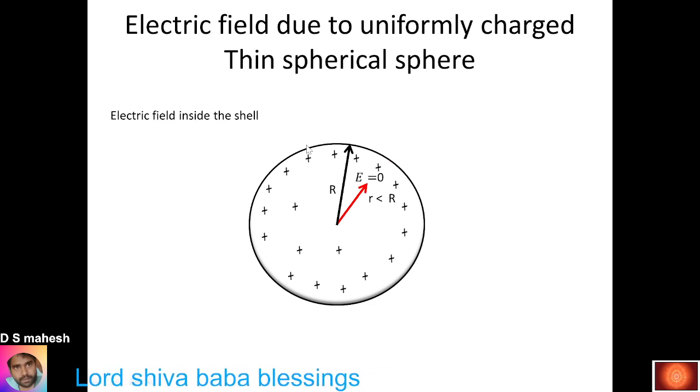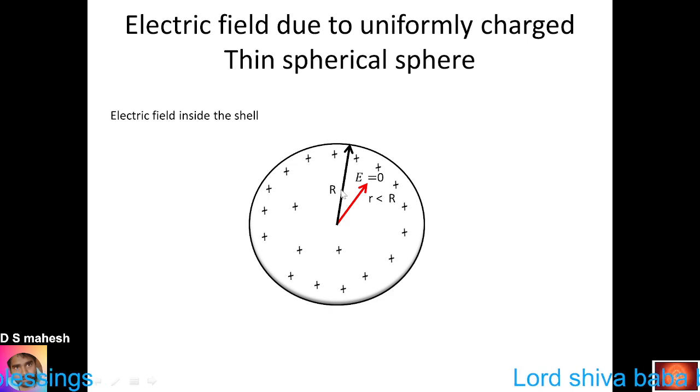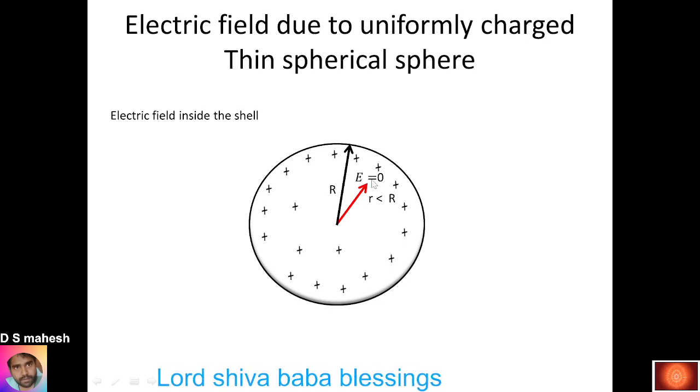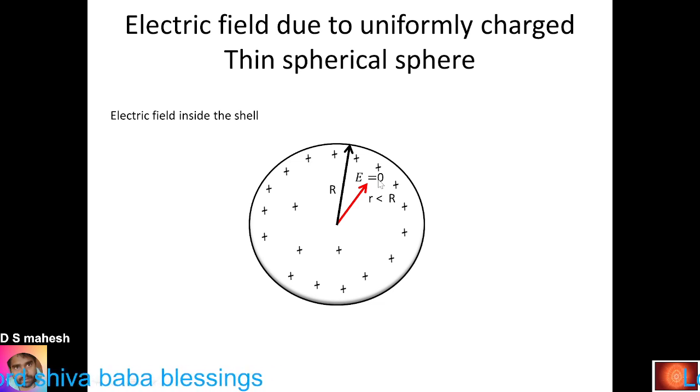And the electric field inside the shell, that is, when the distance r where we are calculating the electric field intensity is less than the capital letter R, that is we are trying to calculate electric field within the sphere, then its value would be 0. So this is regarding the applications of Gauss law. I hope you have understood this concept clearly.